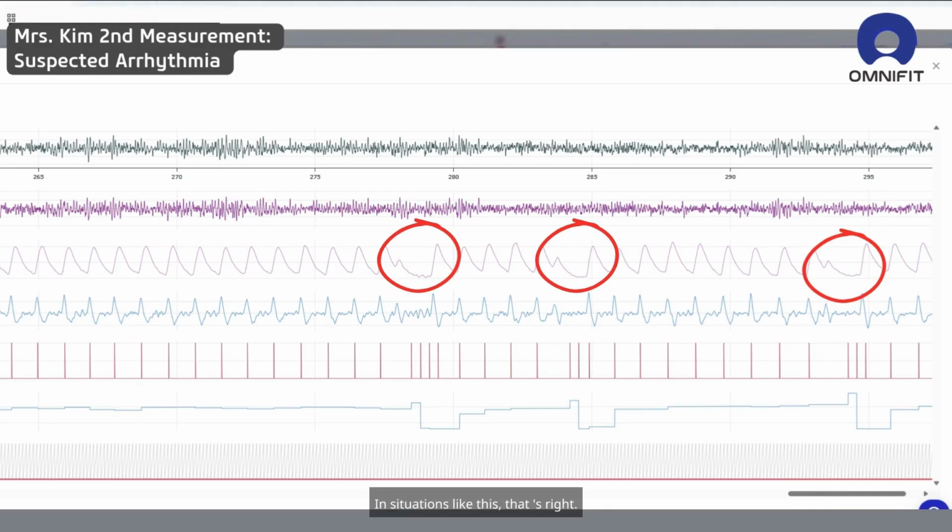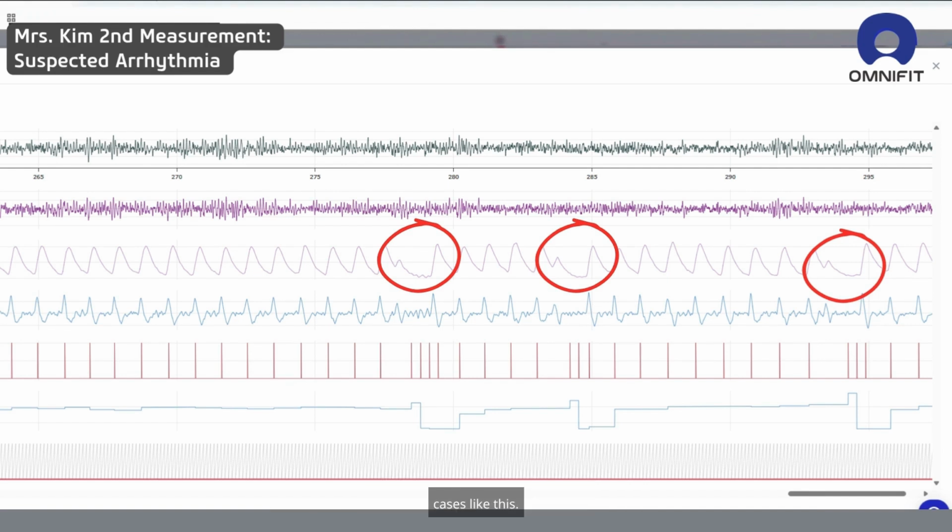In situations like this, rather than saying it's definitely arrhythmia, we don't make a diagnosis like a hospital would. But since we see these findings, since this kind of pattern appears, it's necessary to let people know that they should go to the hospital for a thorough examination in cases like this.